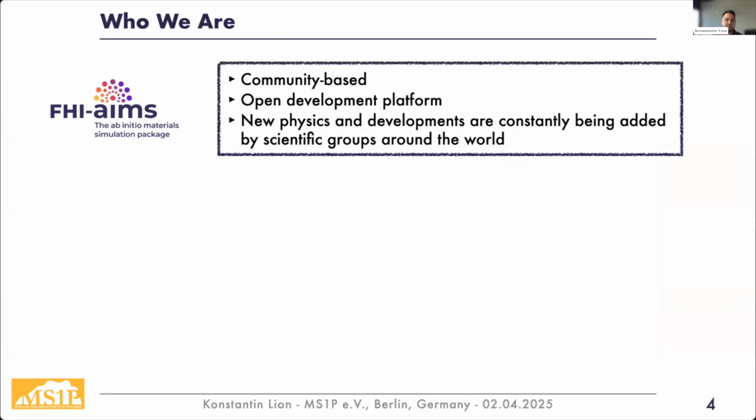And to again summarize a bit what the FHI-aims code is, it's really community-based. That means it's really an open development platform. So if you're a research group, whether in industry or in academia, and you're interested in developing new research ideas, and you want to implement those, FHI-aims is really in that sense open for you to do your independent developments. And these new physics and developments are constantly being added by scientific groups around the world without any significant oversight by anyone. So if you're really interested in just adding science and contributing to the code, you're free to do so.